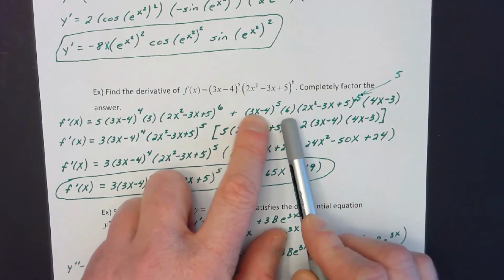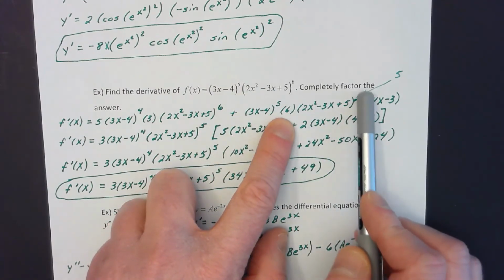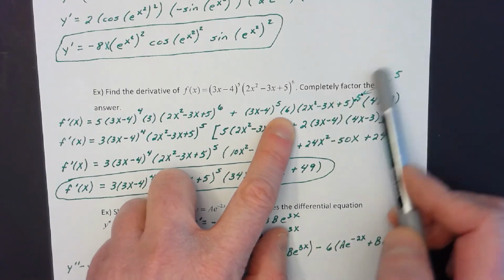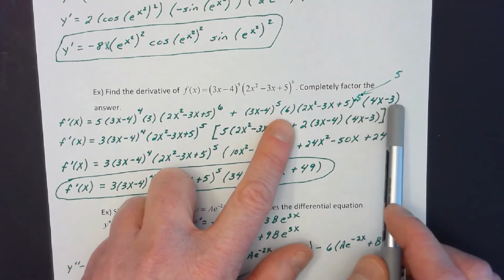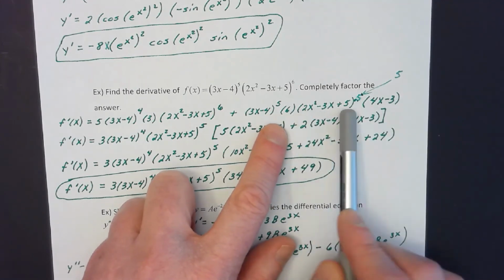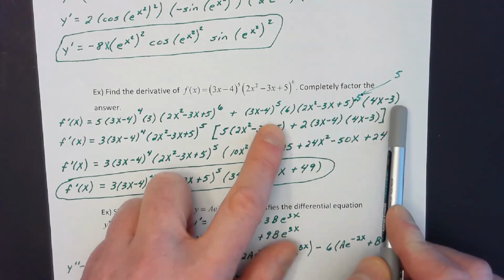6 had to come down in front, times the group to the 5th. My whiteout didn't want to be written over, so I had to drag my 5 down here. You can barely see it there. And then times the derivative of what was inside of that group. So that's where the 4x minus 3 came in handy.